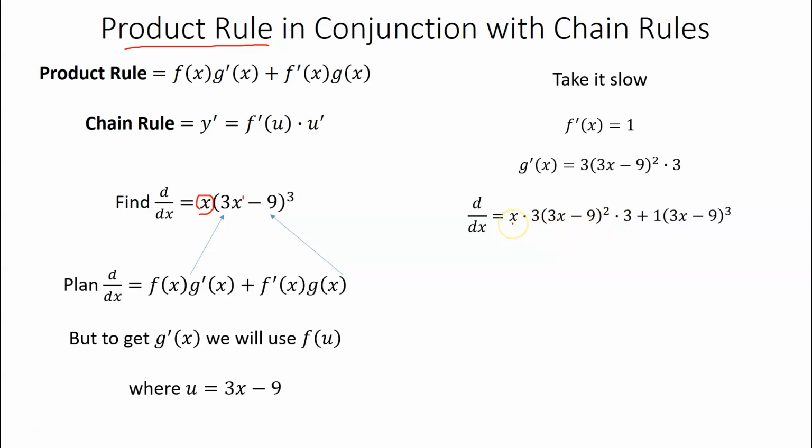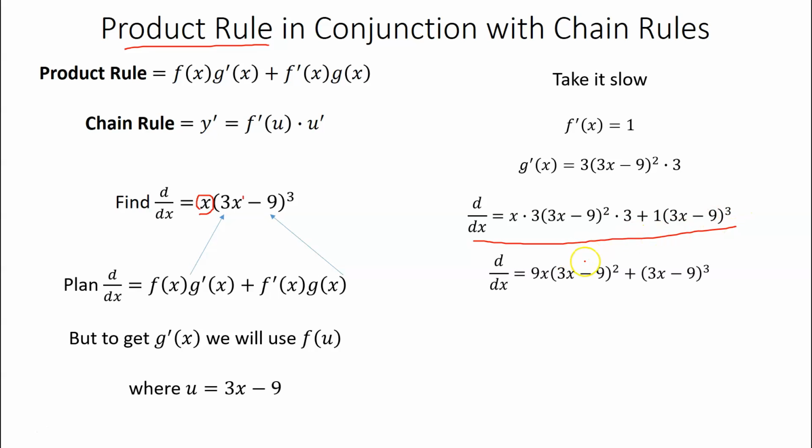It's the first times the derivative of the second, plus the derivative of the first. I'm going back to my original thing here. The derivative of the first thing would be just 1 times the second. There's my second. So it's first times derivative of the second, but there I had to use the chain rule, plus the derivative of the first times the second. There, I've got my derivative. I do need to simplify it, but I've taken the derivative.